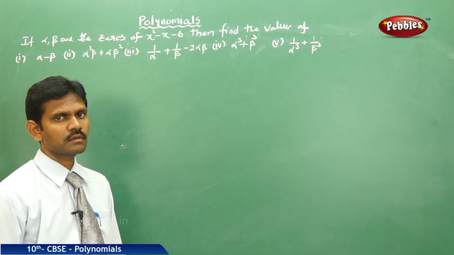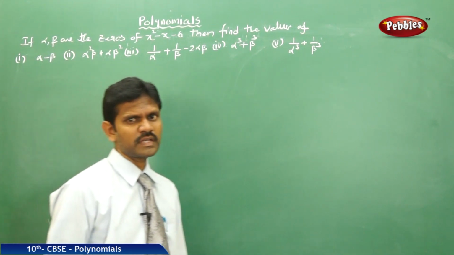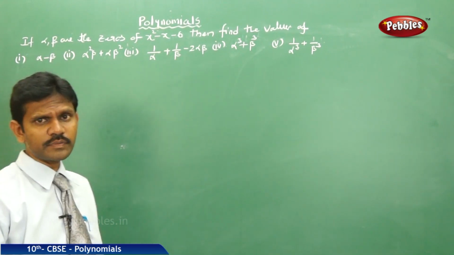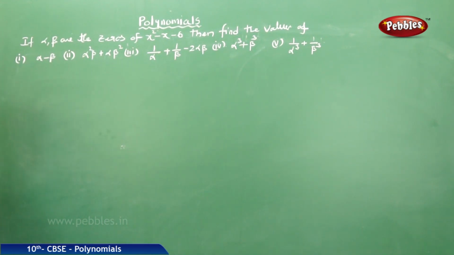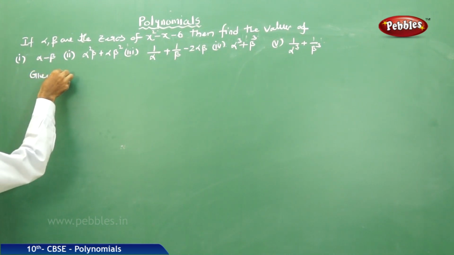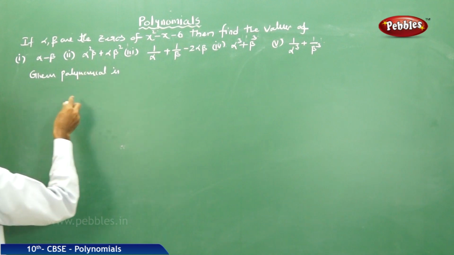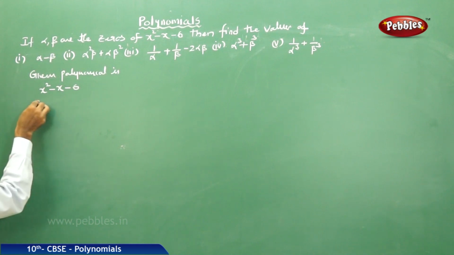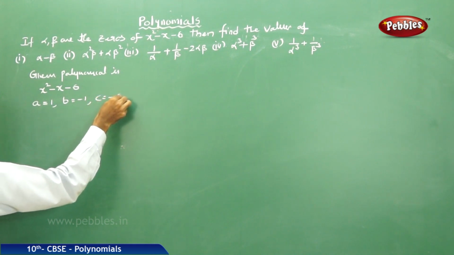See, your next problem is: if alpha, beta are the zeros of x square minus x minus 6, then find the values of, here 5 different options are given, one interlinked with the other. Okay, now let's see how to solve this one. First, the given polynomial is x square minus x minus 6. Identify the values of a, b, c. A value is 1, b value is minus 1, c value is minus 6.